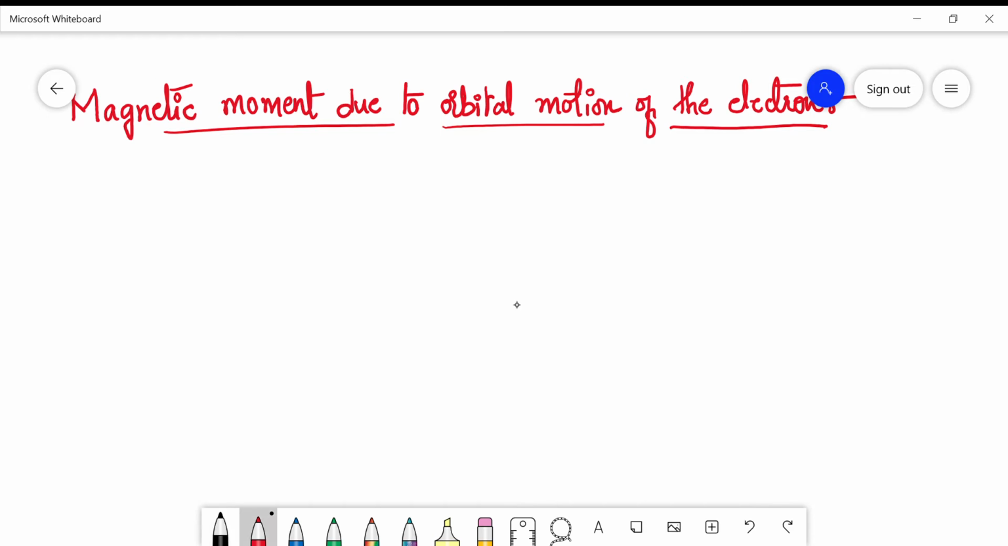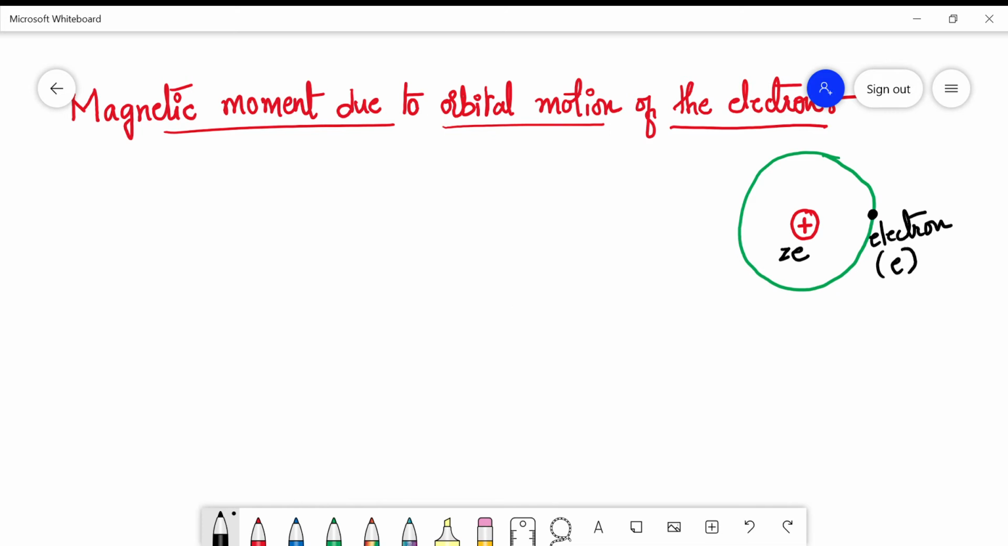For example, if I consider this as the nucleus, and this is the path in which the electron is revolving. I'll consider the charge on the nucleus to be Ze, and the charge on the electron will be e.